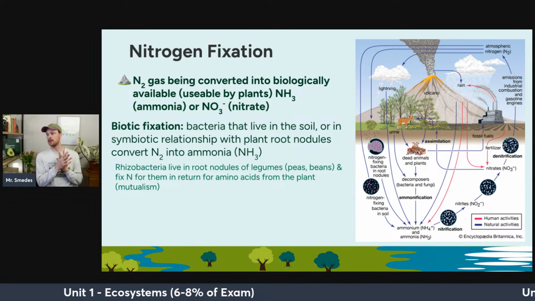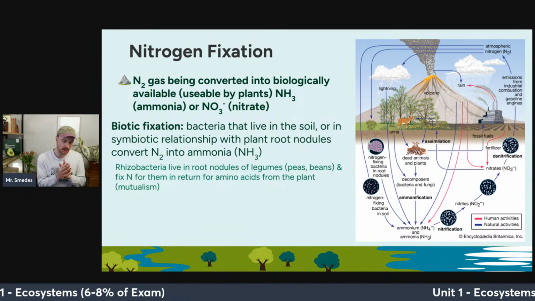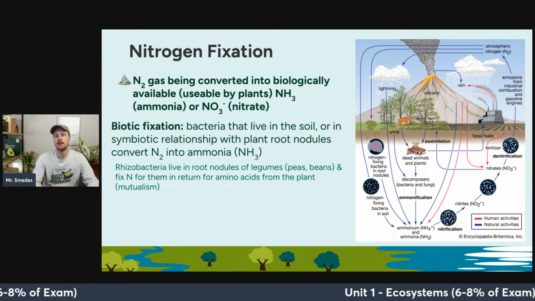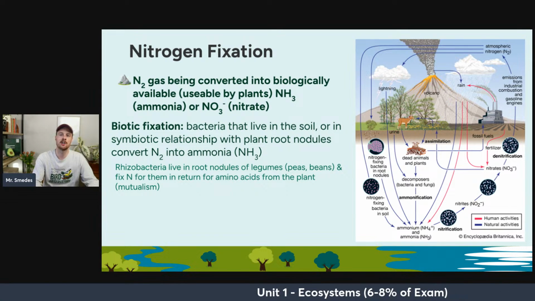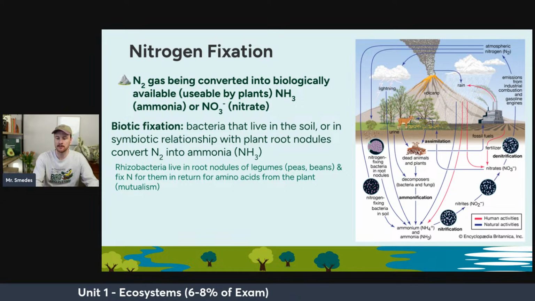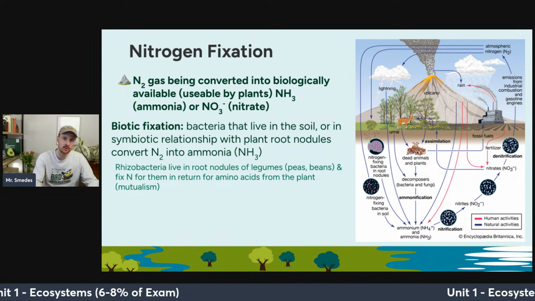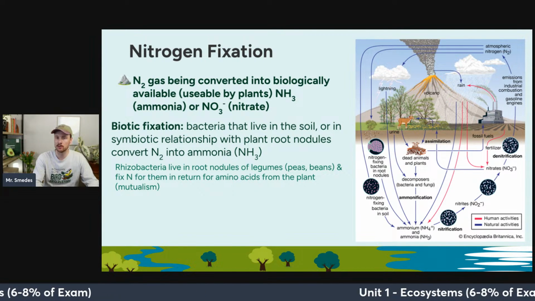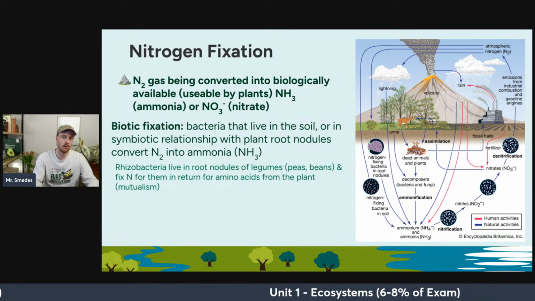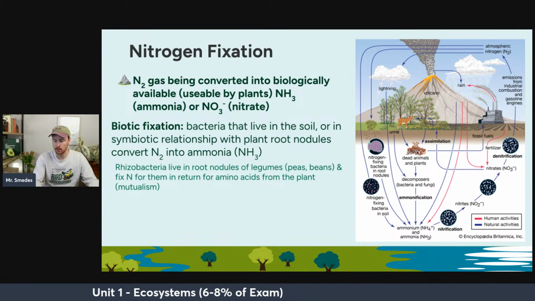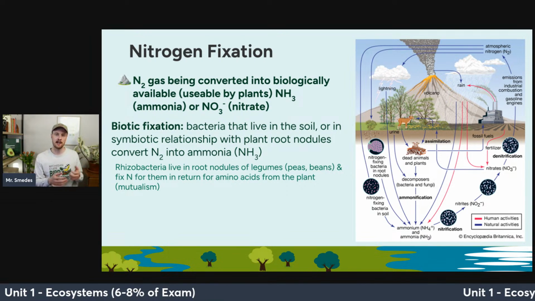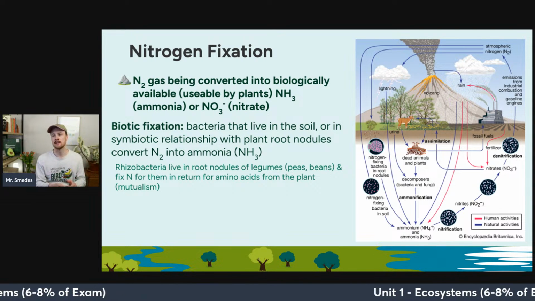Okay, nitrogen fixation. Nitrogen is another important concept because nitrogen is such an important nutrient, right? Plants need nitrogen to grow. It's often what we would call the limiting nutrient in either an aquatic or terrestrial ecosystem, but especially an aquatic ecosystem. And so we need nitrogen in order to live. We need it for our DNA, we need it for proteins, for all sorts of things.